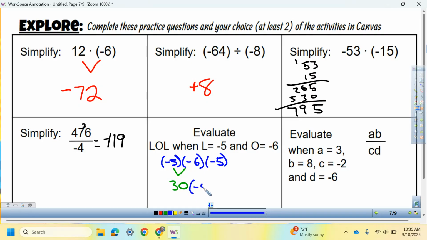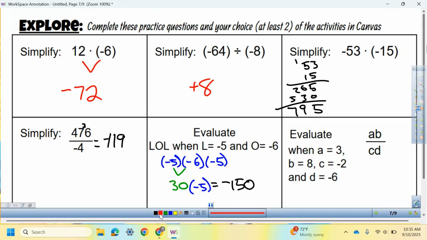And now, positive 30 times a negative 5, well, the signs are different, so it has to be a negative answer. 5 times 3 is 15. 5 times 0 is 0. So our final answer is negative 150.